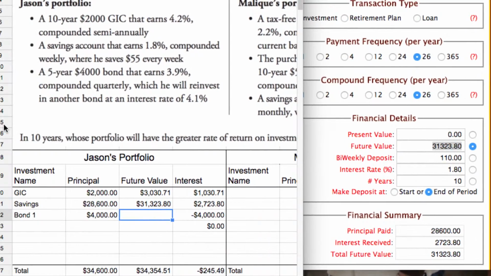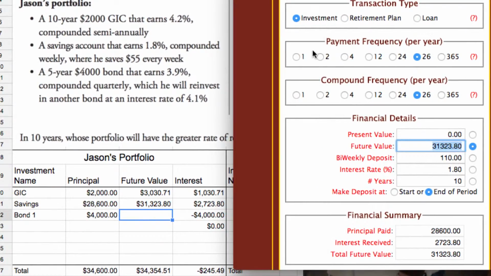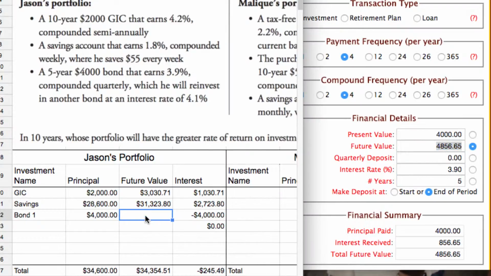And that is going to be, how's it compounded? Quarterly. Present value, 4 grand. Future value, we don't know. We're looking for that. Quarterly deposits, actually 0. He only does it once. Interest rate is 3.9. Plug that in there. How many years? It's 5 years. And end of period. So how much is it worth now? Quarterly, I got everything right. Hope to see. Yep. Sweet. $4,000. Let's plug that into here.